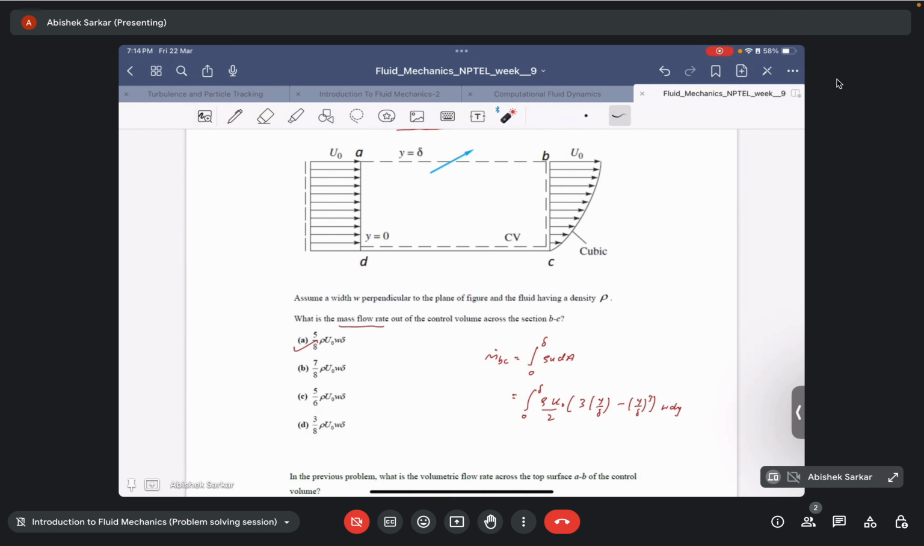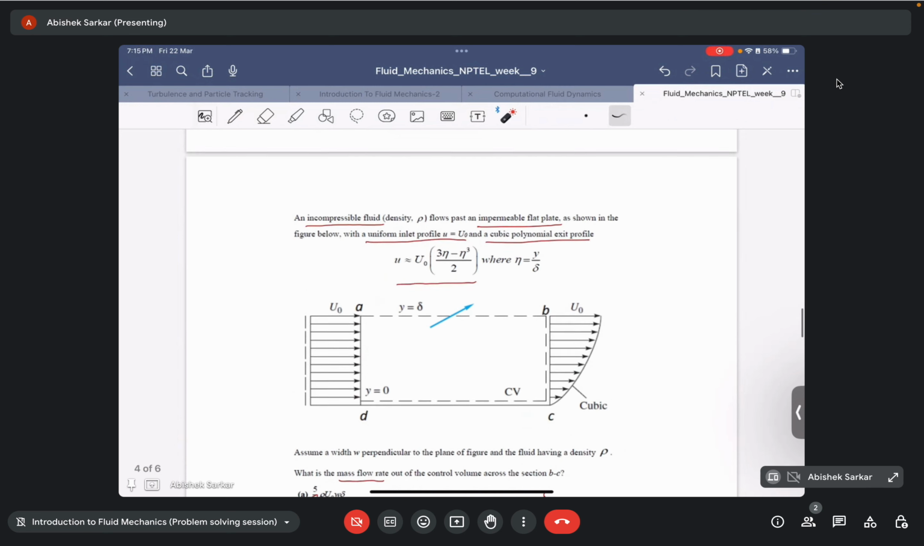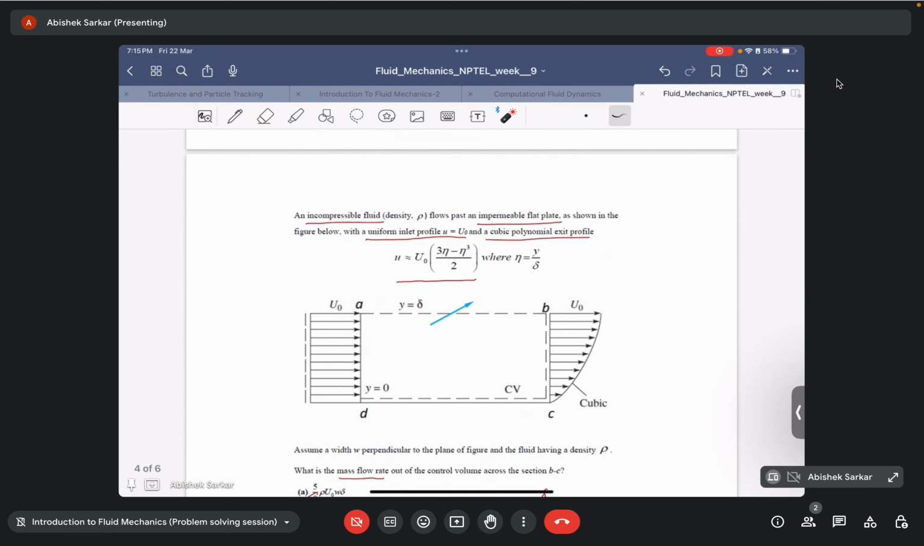Here we have done the integration to find the mass flow rate, mass flux. But here you have not been given any velocity profile. Moreover, how do we find the mass flux out of this surface AB? So now, it's a good time to look back at the question again.